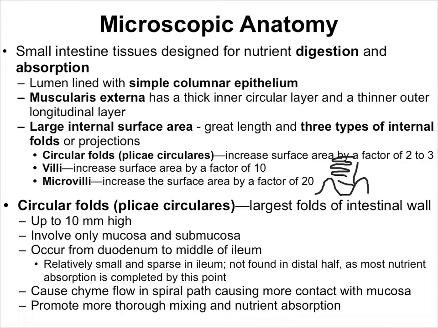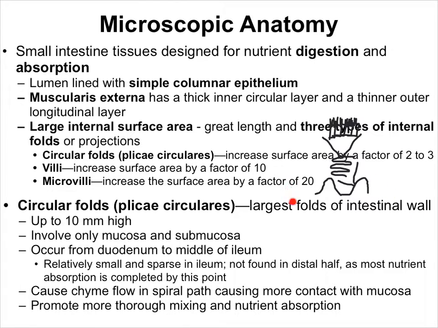These increase the surface area by about a factor of 10. We're not done yet, because if you were to take a look at the villi, magnify that out, you would see that it's got columnar epithelium here, and you have microvilli projections, what's called a brush border, at the top of each of these cells. So even the individual cells have little projections coming out to increase surface area. Those are going to increase surface area by about a factor of 20.